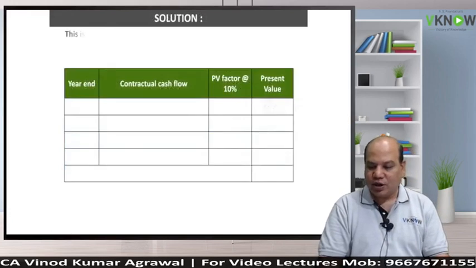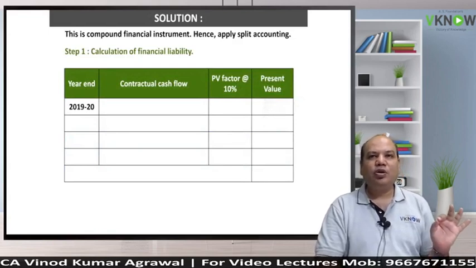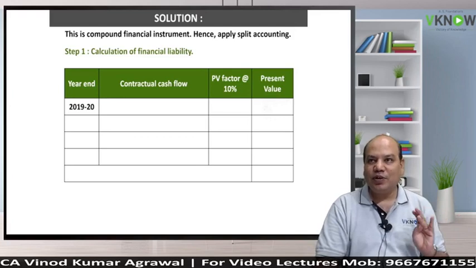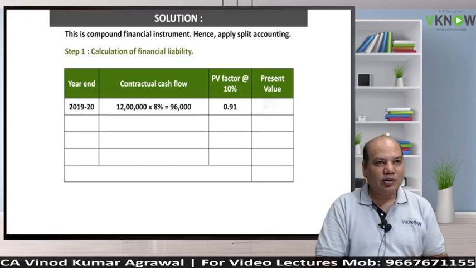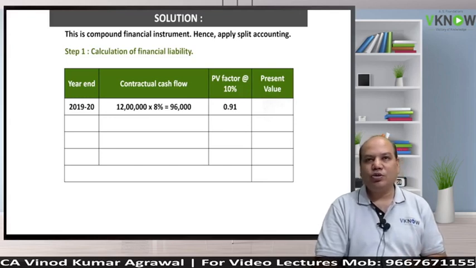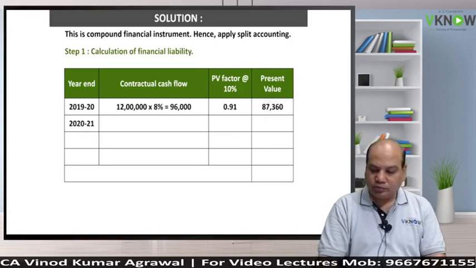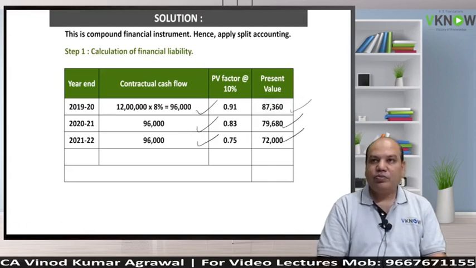Ready? The first task is to compute the portion of financial liability, that is, the contractual cash flow which cannot be avoided. I have to pay 96,000 rupees every year for 4 years, and in the last year, if the holder demands cash, I have a contractual obligation to pay that also. Factors are printed in the book, so take them from there. Year 1 to 4: 96,000, 96,000 again, 96,000 again. Use the factors, multiply, get the present value. Last year 12 lakh.